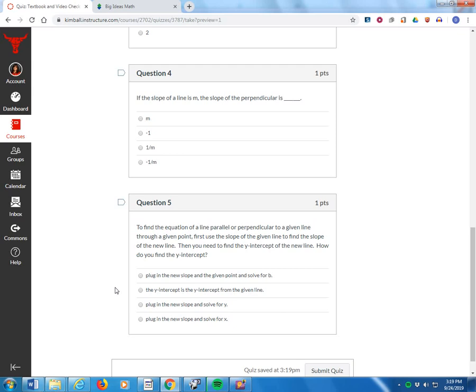Right? Opposite sign, inverse. So it's no longer a fraction?